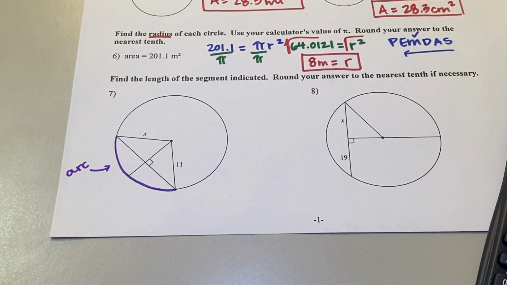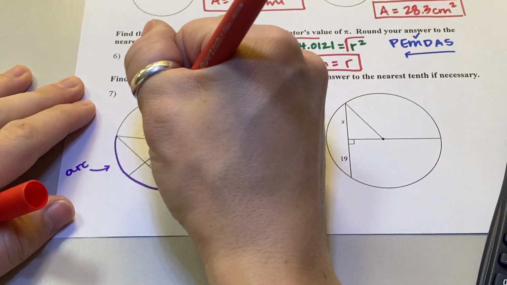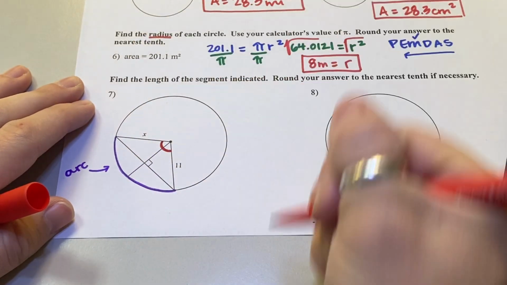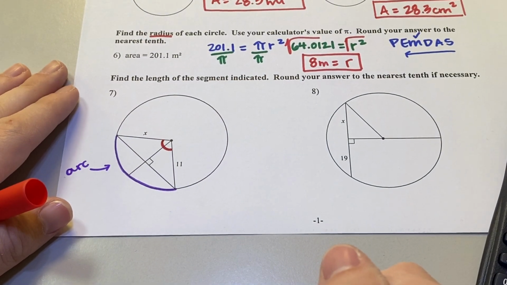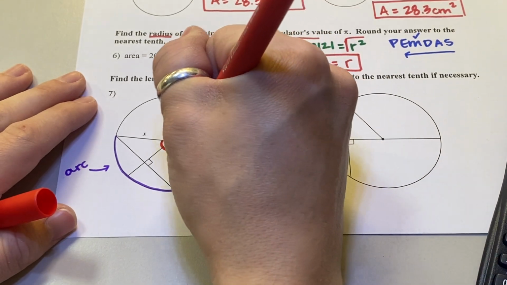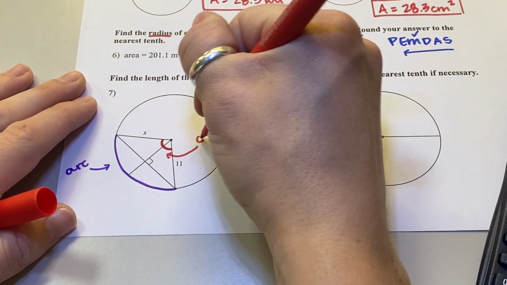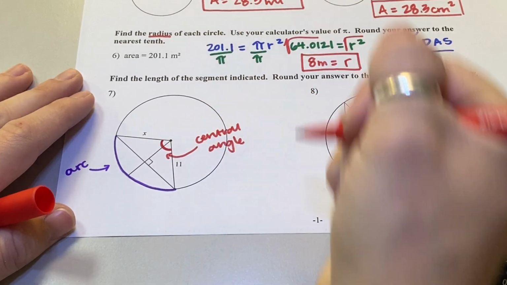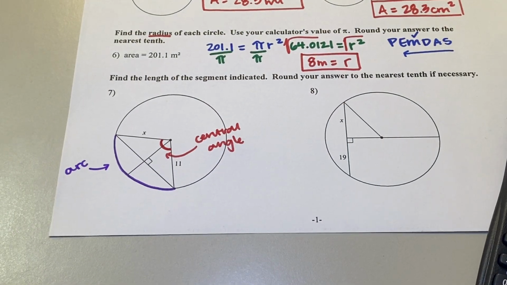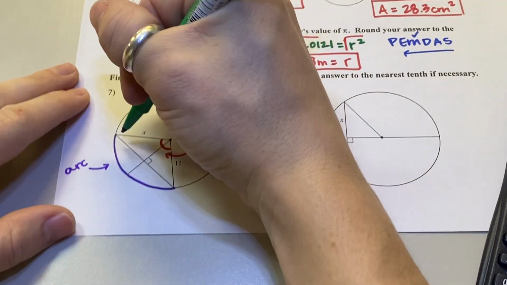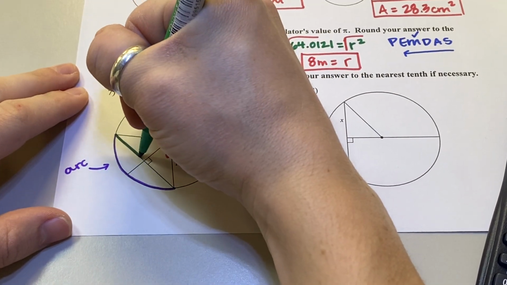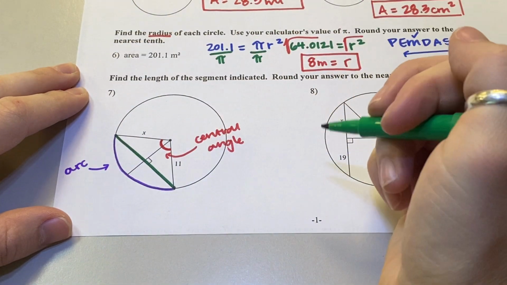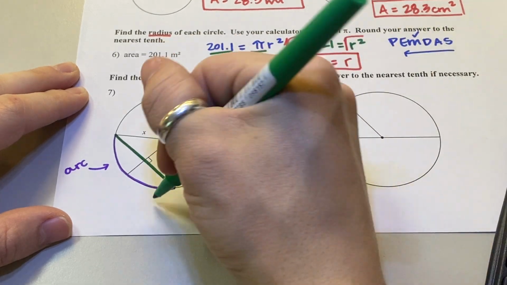Okay, what am I labeling right now? Central angle, arc, or chord? Central angle. That's the angle from the center of the circle. Okay, here's where our new thing comes in. These guys right here, those are our chords.